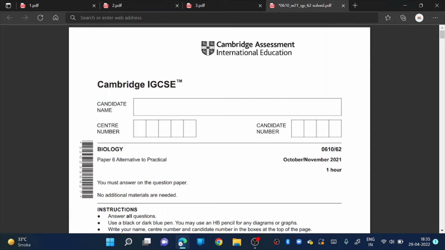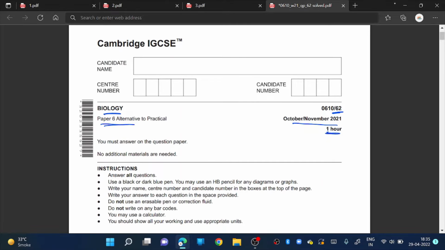Greetings. We are starting with the Cambridge IGCSE biology paper, which is paper 6, alternative to practicals. The paper code is 62, and this belongs to the October November 21 paper. The duration for this paper is 1 hour.